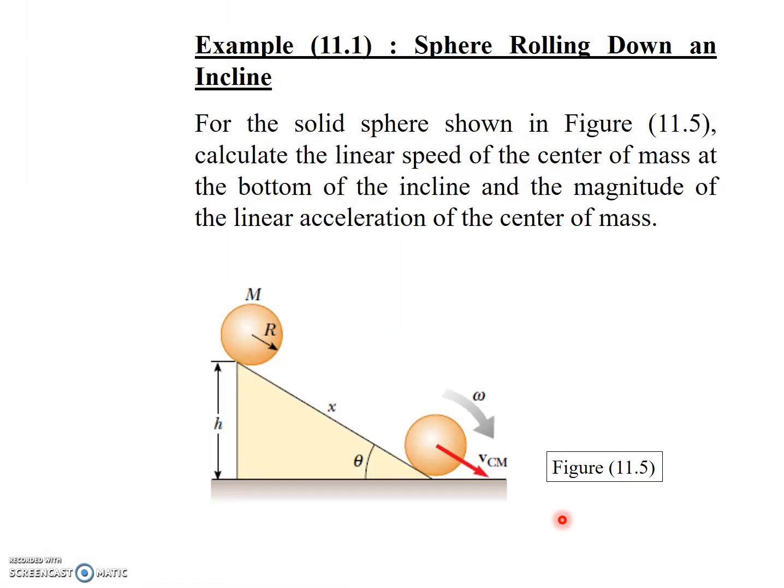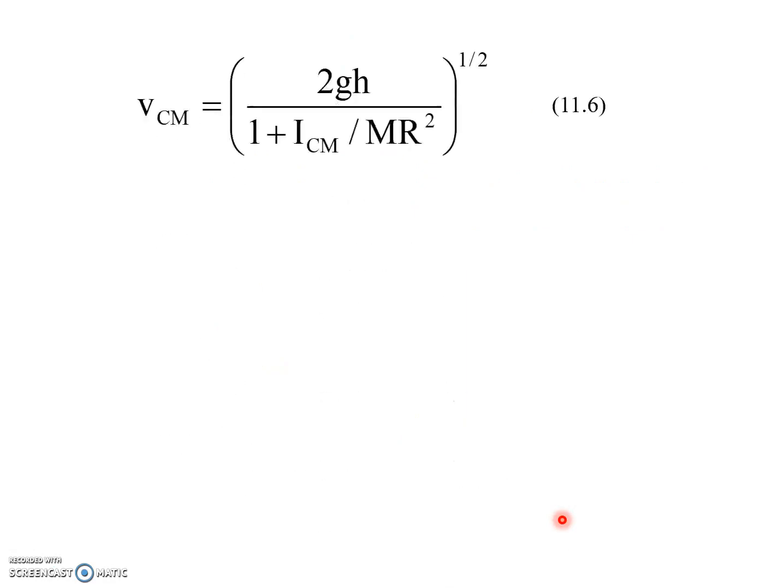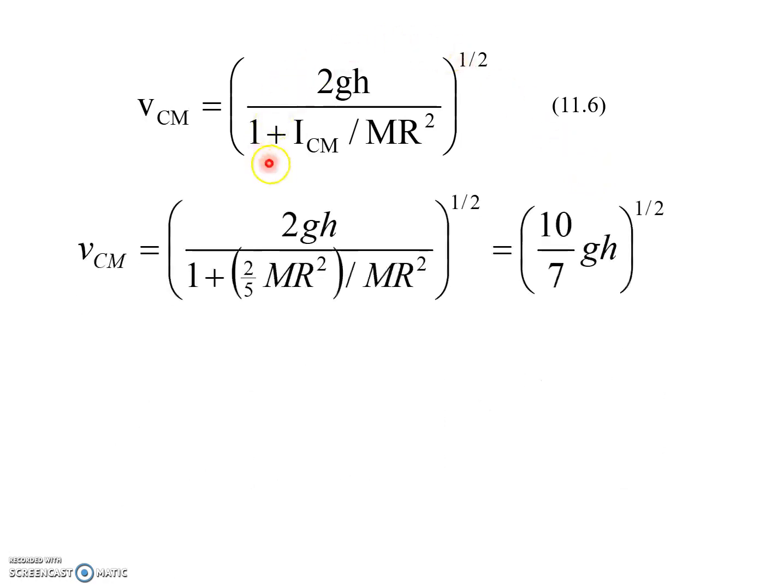Let's look at this example. For a solid sphere shown in the figure below, calculate the linear speed of the center of mass at the bottom of the incline and the magnitude of the linear acceleration of the center of mass. We apply the equation that we derived just now, equation 11.6, and replace I_CM with the moment of inertia for a sphere, which is 2/5 M R squared. You rearrange and solve, and you get the square root of 10/7 g h. This is the answer for the linear speed of the center of mass.